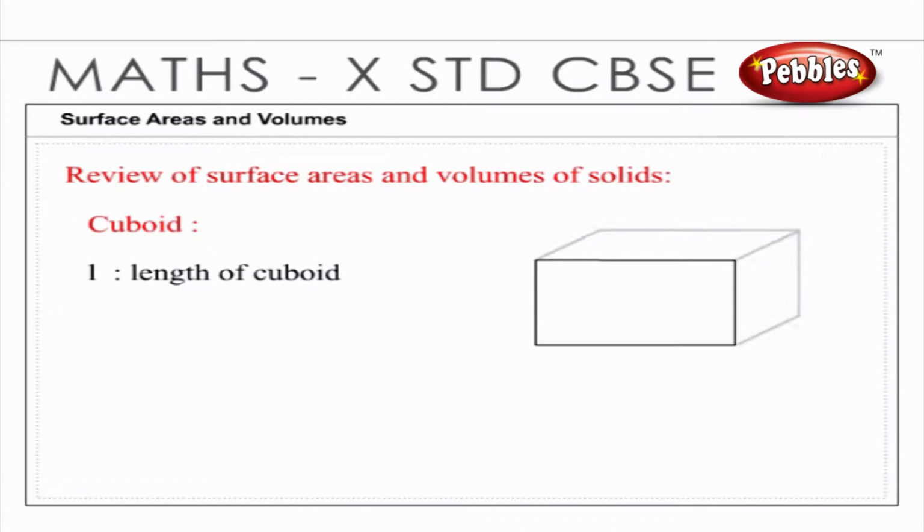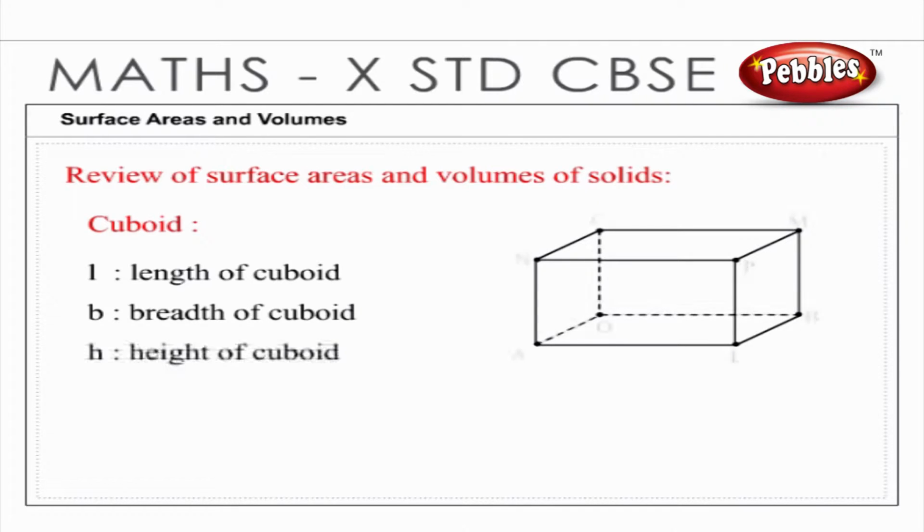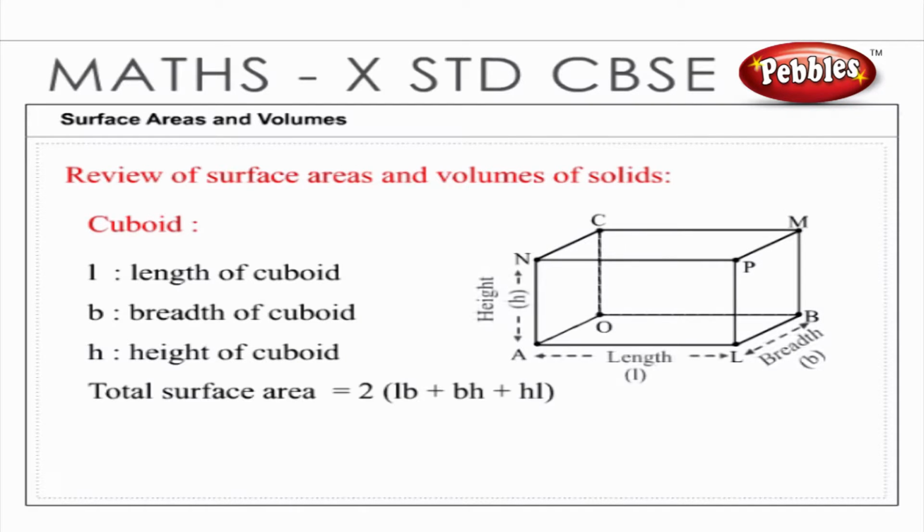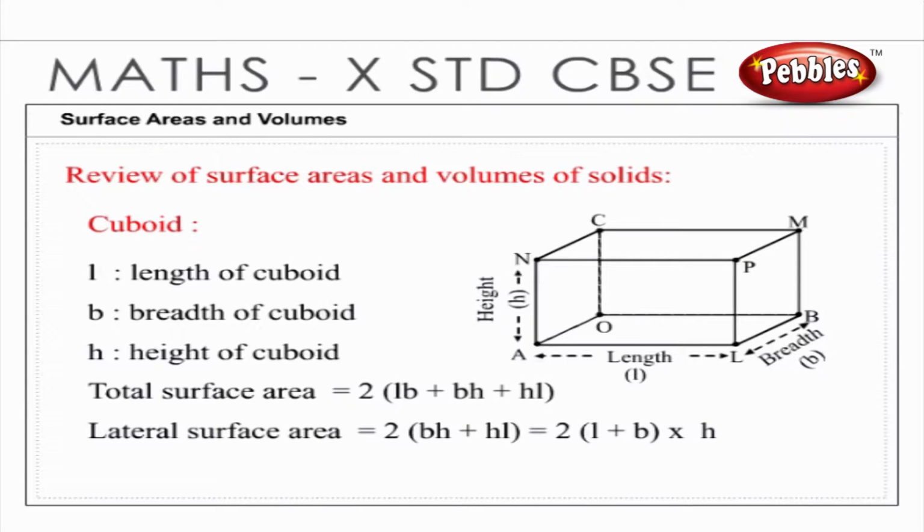Cuboid. L, length of cuboid. B, breadth of cuboid. H, height of cuboid. Total surface area is equal to 2 into (LB plus BH plus HL). Lateral surface area is equal to 2 into (BH plus HL), which is equal to 2 into (L plus B) into H. Volume is equal to L into B into H.